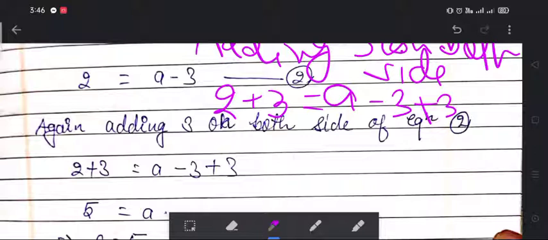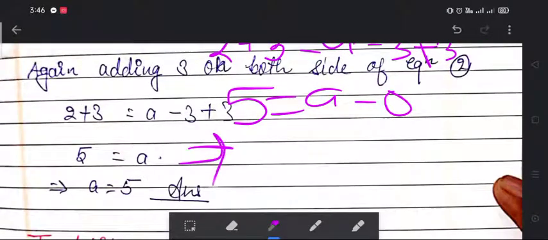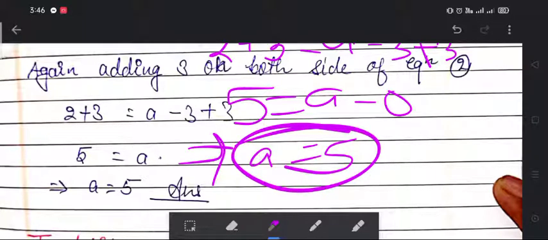So 2 plus 3 becomes 5, and on this side a minus 0, because minus 3 plus 3 makes 0. So this shows a is equal to 5. Therefore a is equal to 5 is the right answer. So I hope the solution is clear.